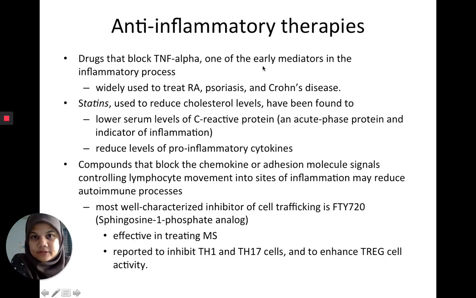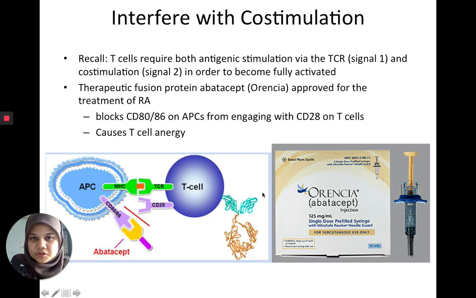Then you've got anti-inflammatory therapies. So these are drugs that block the cytokines. For example, TNF-alpha blockers are used to treat rheumatoid arthritis, psoriasis, Crohn's disease, statins to reduce cholesterol levels, and other compounds that block chemokine or adhesion molecules. So those can also reduce the inflammation at the site and reduce the autoimmune process.